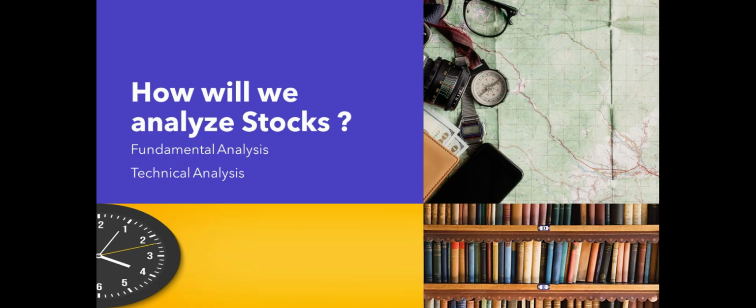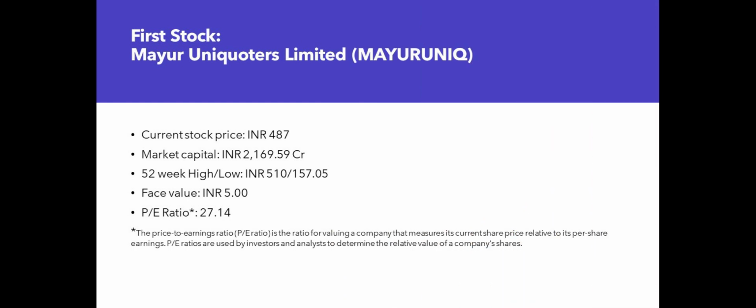So in this video today, we will be analyzing a couple of stocks and we will deep dive into their fundamental and technical analysis. The first stock for today is Mayur Uniquoters Limited. The current stock price is 487 rupees. The market cap is close to 2200 crores. The 52-week high and low is ranging from 157 to 510, so the stock has been in momentum. The face value is 5 rupees and the PE ratio is 27.14. The PE ratio is used by investors to determine the relative value of a company's share.